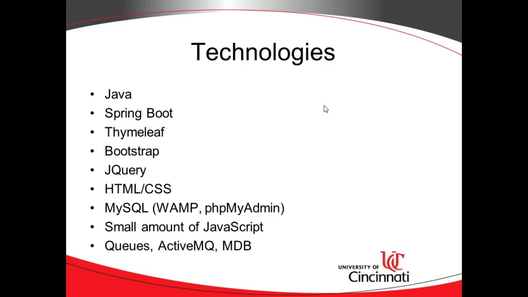Now, what are the technologies that we used here? First of all, we use Java. We use Java with Eclipse, so the Java programming language and Eclipse IDE. Latest version of Eclipse is fine. Spring Boot. Spring Boot lets us get a microservice application up and running very quickly. And then we use Thymeleaf to make Java objects available to our view, to our HTML view.